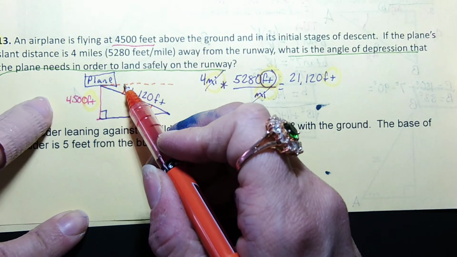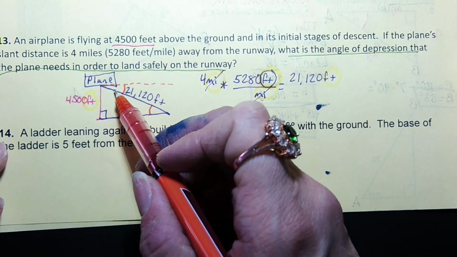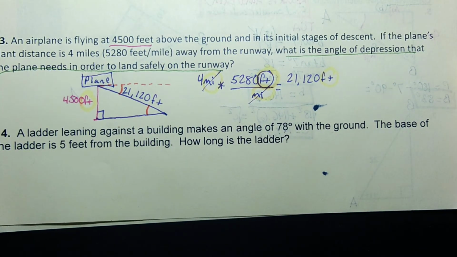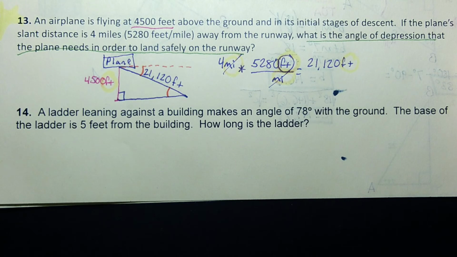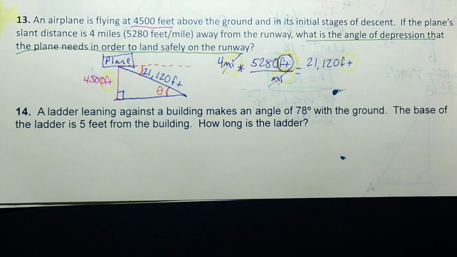But again, that's not on our triangle diagram, and students sometimes will try to label this angle as the angle of depression. So I do recommend that anytime you have an angle of depression problem, change it into an angle of elevation problem by changing what's looking at what. So this is the angle we want to find, and we're going to call that theta.